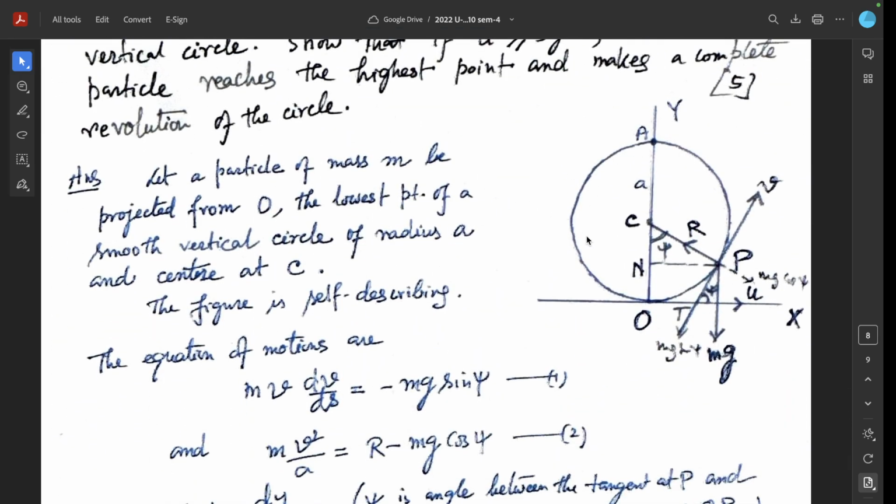And this is the figure. So no figure, no marks. You must draw this figure. Let a particle of mass m be projected from O, the lowest point of the smooth circle of radius a, and the center is C.